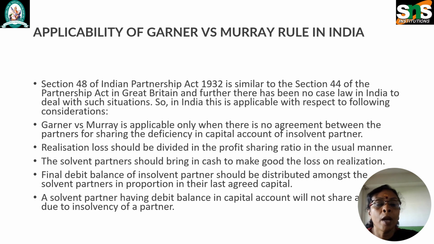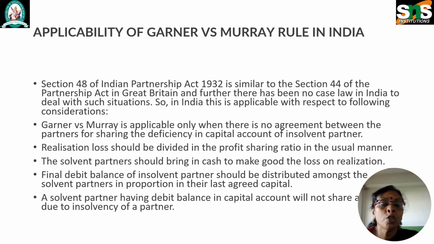As for the applicability of the Garner versus Murray rule in India, Section 48 of the Indian Partnership Act 1932 is similar to Section 44 of the Partnership Act of Great Britain. Garner versus Murray is applicable only when there is no agreement between the partners for sharing the deficiency in the capital account of the insolvent partner. Realization loss should be divided in the profit sharing ratio in the usual manner.